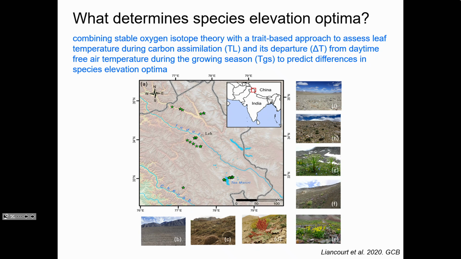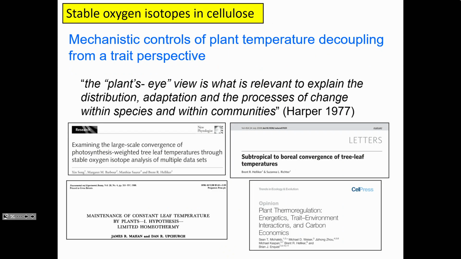They don't want to live in the cold environment. That's why they are small. They try to hide themselves. And they can be substantially decoupled from the ambient condition to perform carbon assimilation. But how to measure the leaf or plant temperature to see how much they are decoupled from the ambient condition?